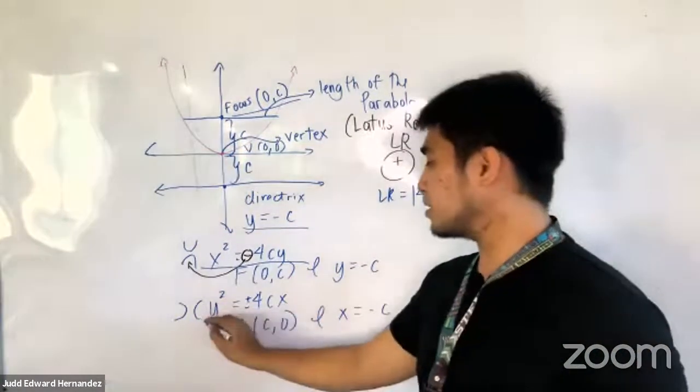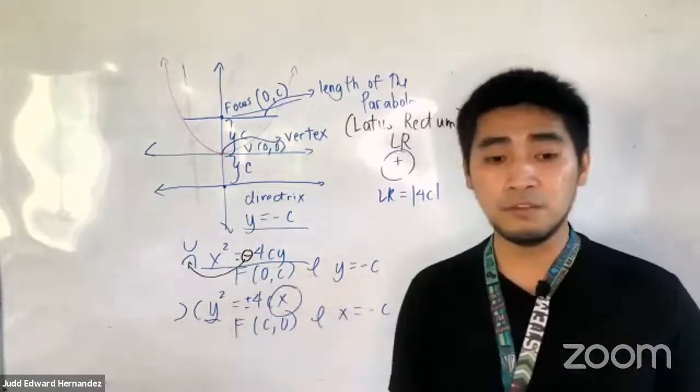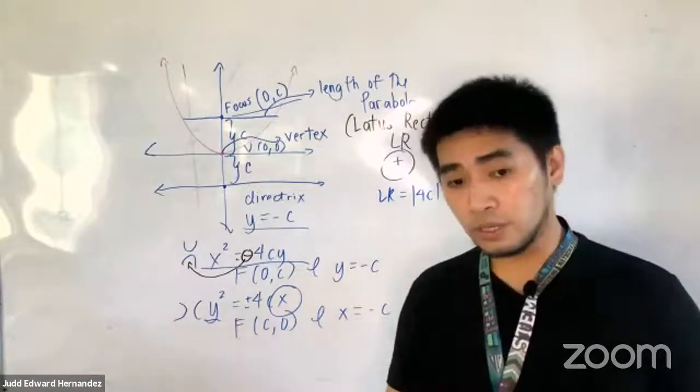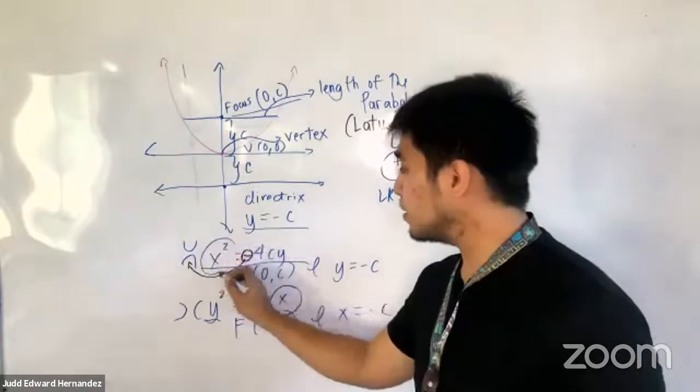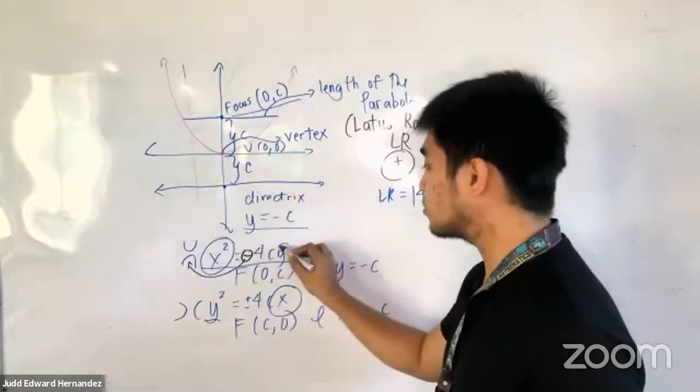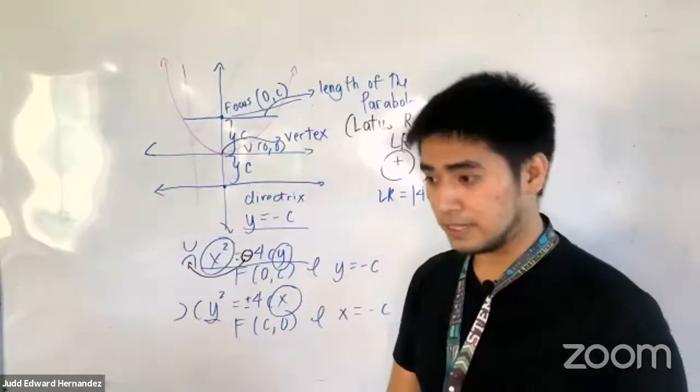So if you used y squared here, don't get confused. Maybe you will write your formula with y again. No, it should be x. If you write the formula x squared, therefore on your right side, that should be y. Okay, so let's have an example.